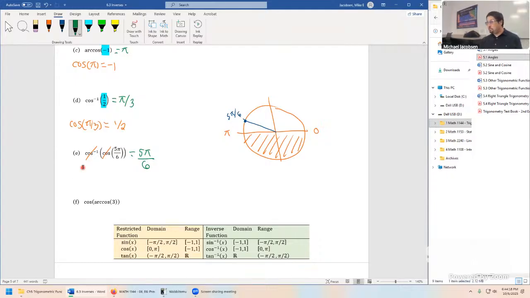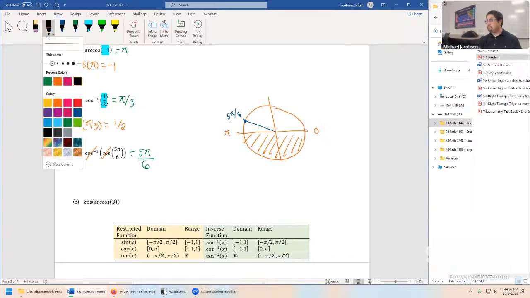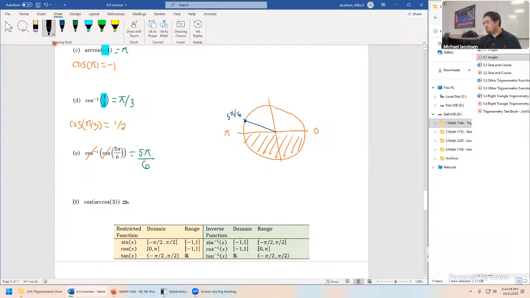Okay, here's a challenge question with domains and ranges. Anyone see the best answer to part F? Cosine of arc cosine of 3. Good call, Kai. This one is just totally undefined. In a way, that's kind of nice, right? There's nothing to do on this one. But let's fill in the dots on why that's the case.